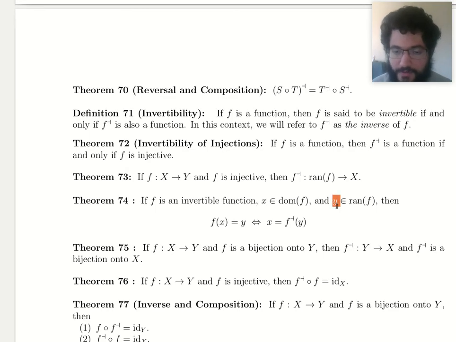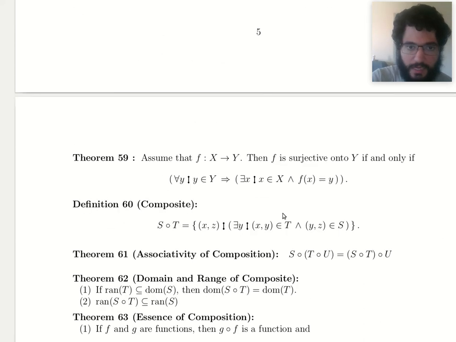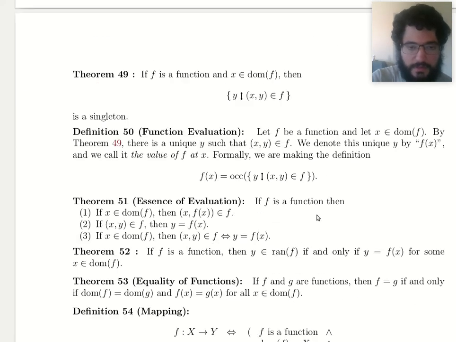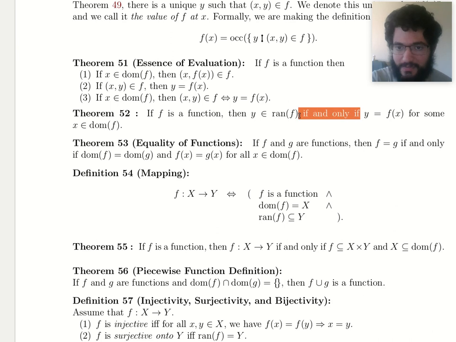And f of x, which is what's playing the role of y, is in the range. Yes, f of x is in the range of f. I think that fact, that f of x is in the range of f, we kind of get without saying much, I think because of theorem 52. So if you have a function, then something is in the range of the function if and only if it's f of something. This is an if and only if. When you take f of something in the domain, then you get something in the range.